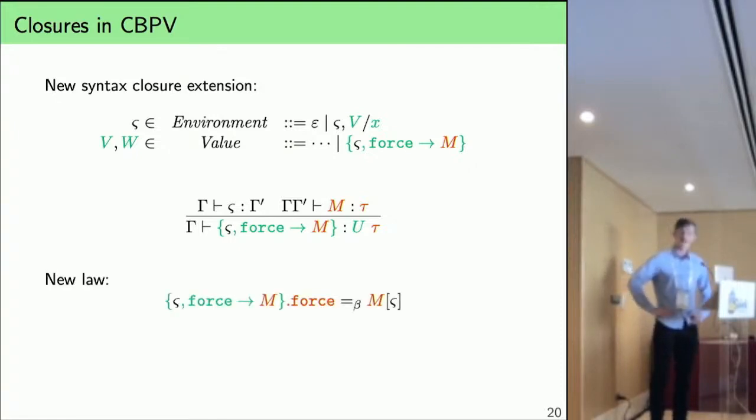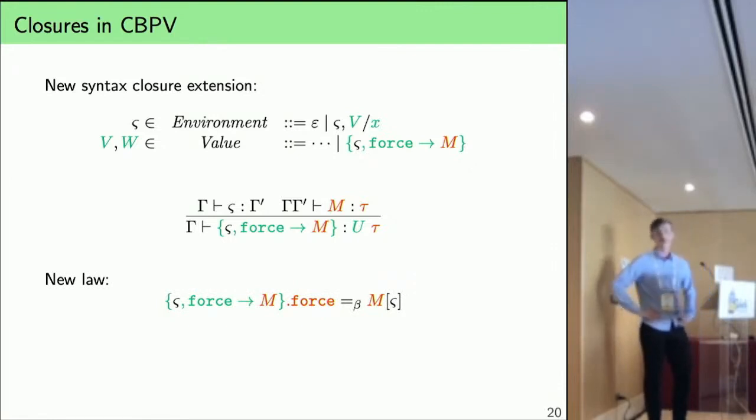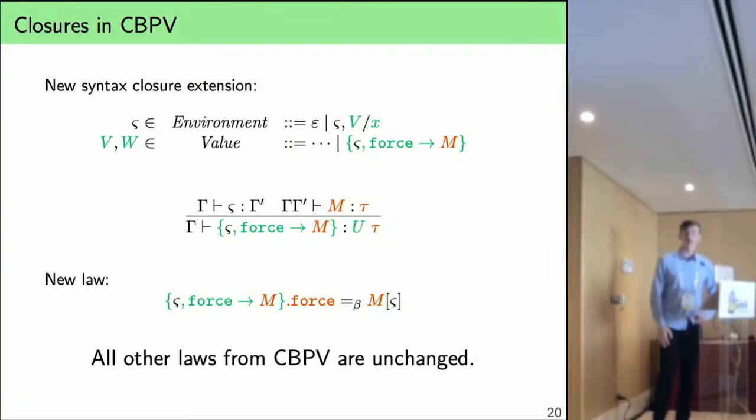And we need a new law for beta, which is when we force a delayed expression, we're also going to apply the delayed substitution. And all the other laws for call by push value are unchanged. So that's how we add abstract closures to call by push value. What can we do with it?